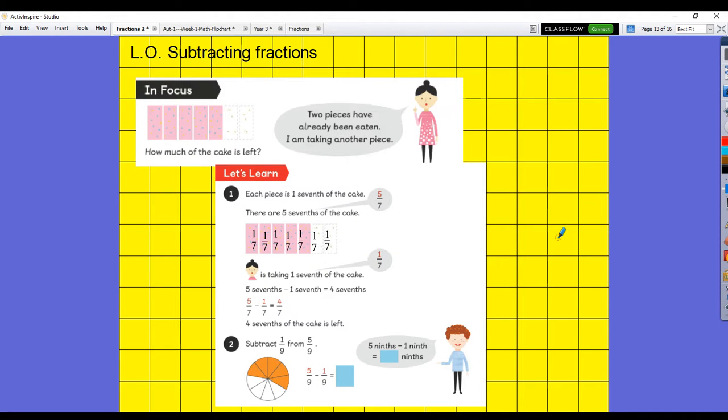Okay, so today we are subtracting fractions and I'd like you to complete the blue task today after this video and then complete the quiz, please. Okay, you need to complete the blue task before you complete the quiz.